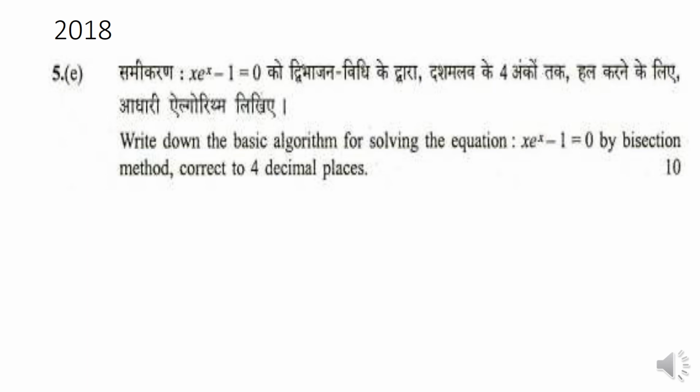And here we have to write an algorithm for solving this equation: x e to the power x minus 1 is equal to 0. This is the 2018 5e question. In the next algorithm the function value is different, x e to the power x minus 1 is different. Only the function value changes, the rest of the algorithm is the same.